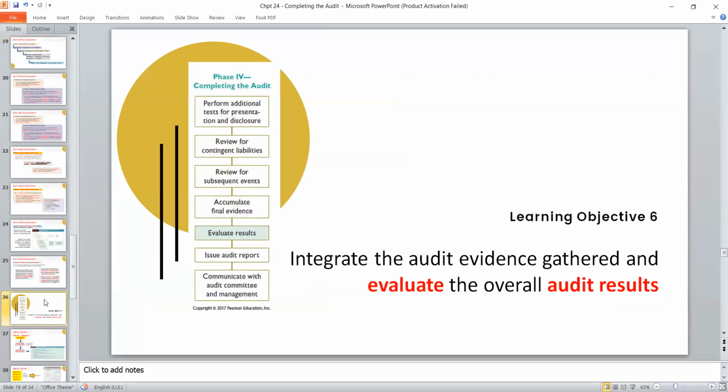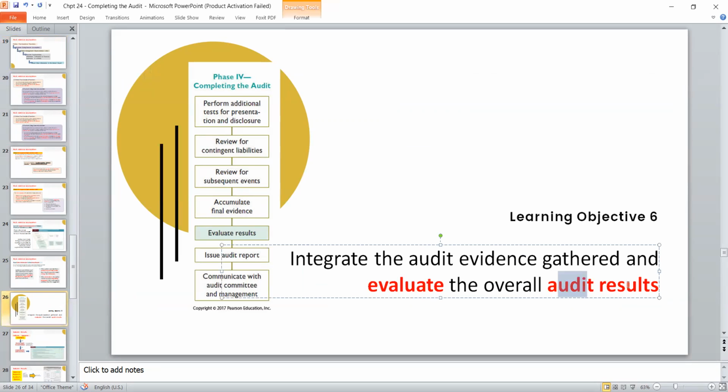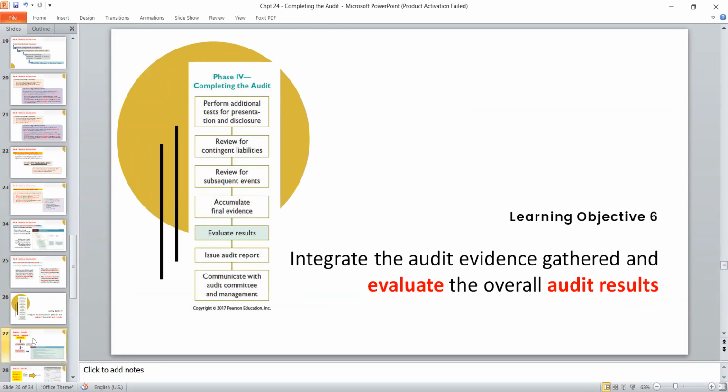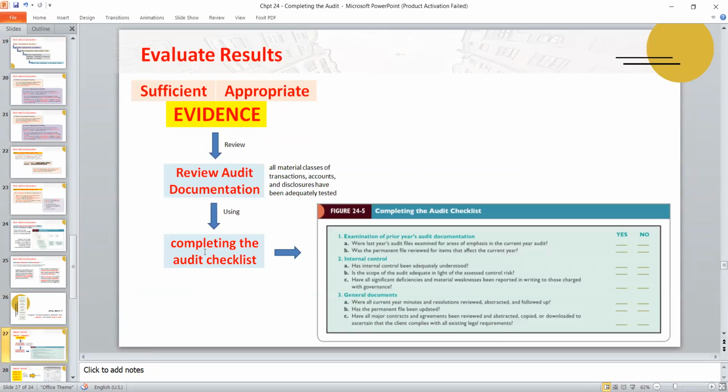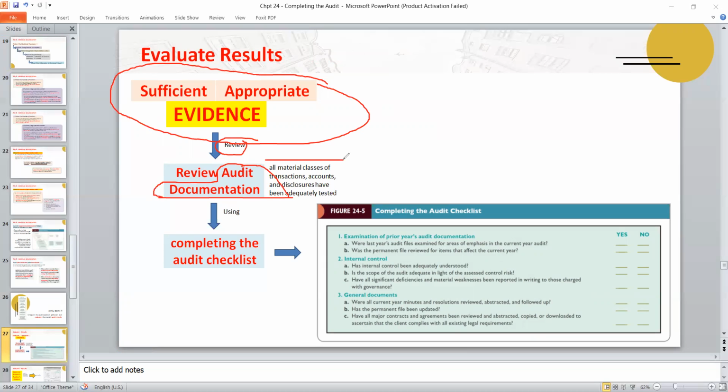Okay, no. So we can go to the next part. It's about evaluating the overall audit result. Once again, if we talk about the results, we talk about the evidence accumulated. We need to review our evidence. Is it really already sufficient and appropriate? We need to review our audit documentation, all the material, class of transaction, and so on.